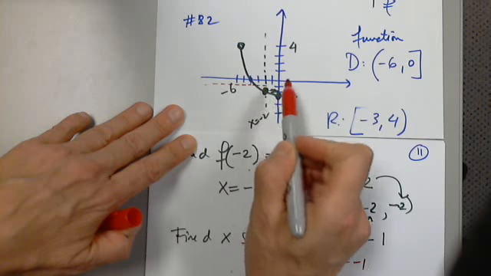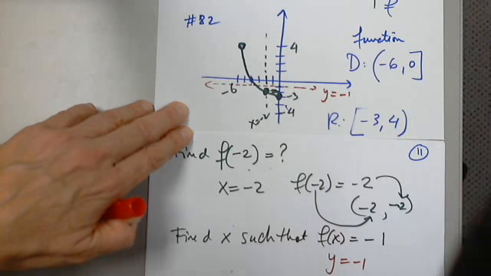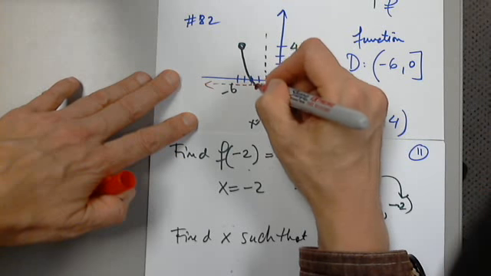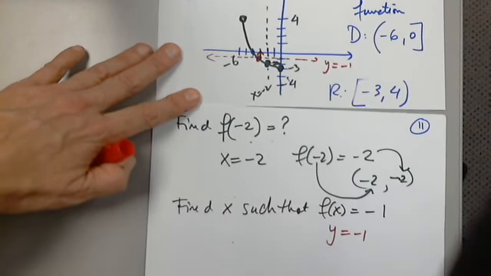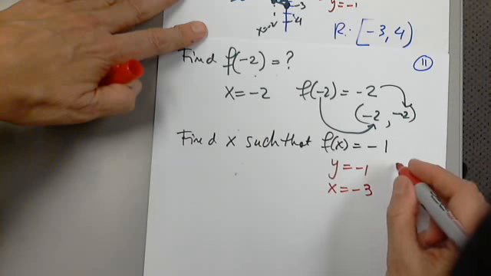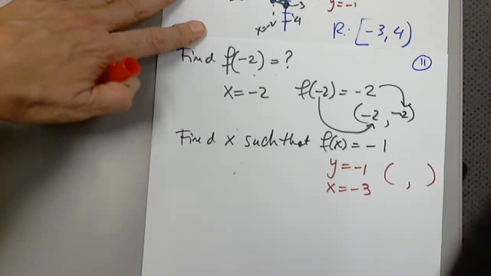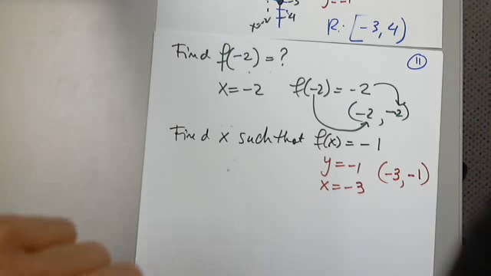So when I graph the horizontal line y equals -1, I see it crosses the graph in one point, and I need to read the corresponding x value. According to my graph, x equals -3. Which ordered pair did you read from? Very good, awesome. Do we understand this?